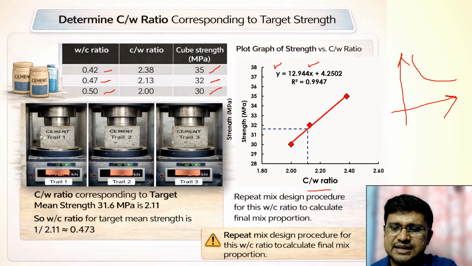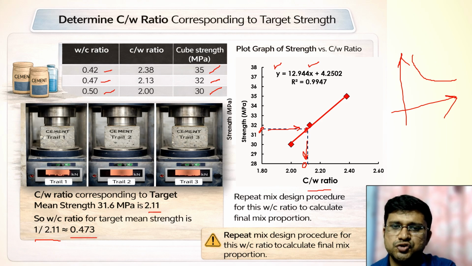Now we can also do this by hand. If there is no availability of Excel, at that time we can simply add one straight line, and from our target mean strength, which is 31.6, if we draw one horizontal line, it will cut this particular straight line at one point, and from that point, if we draw one vertical line, then it will give us the actual cement water ratio which is required for our particular problem. So the actual cement water ratio here is 2.11. So the corresponding water cement ratio will be 1 by 2.11, which will be 0.473.